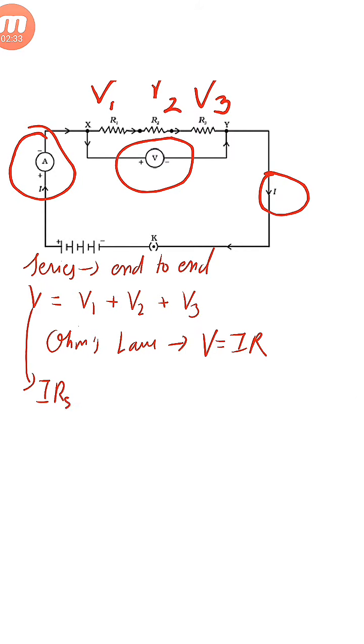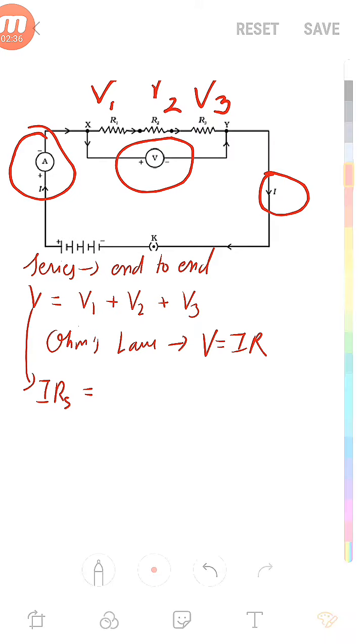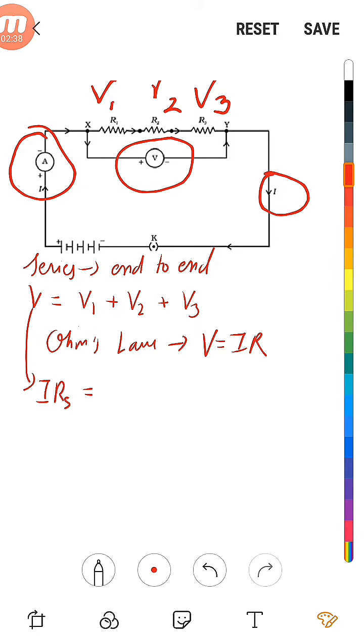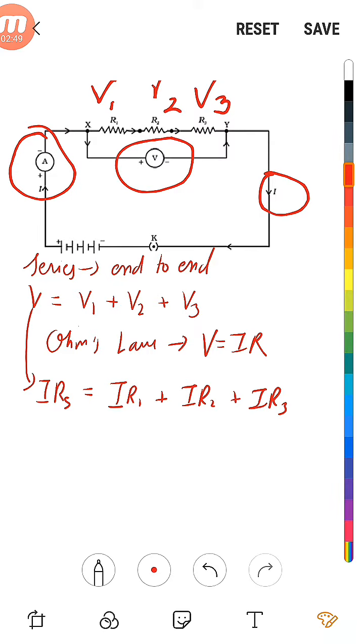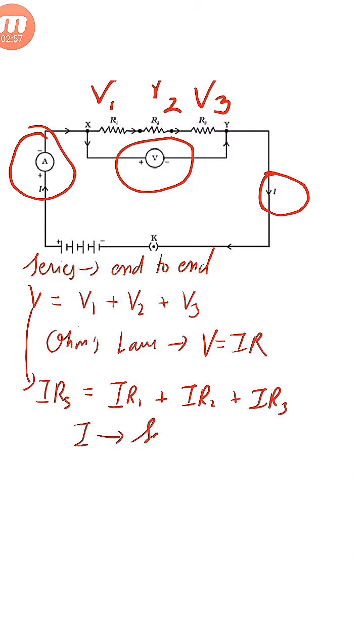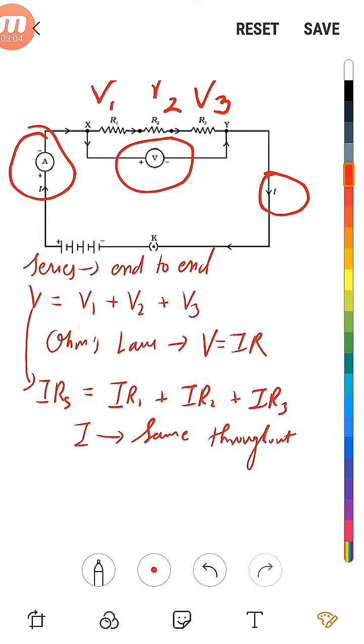Let Rs be the effective resistance for this arrangement. For V1 it will be IR1, for V2 it will be IR2, for V3 it will be IR3. Why haven't we put I1, I2, I3 here? Because, as we said, the same current flows throughout.